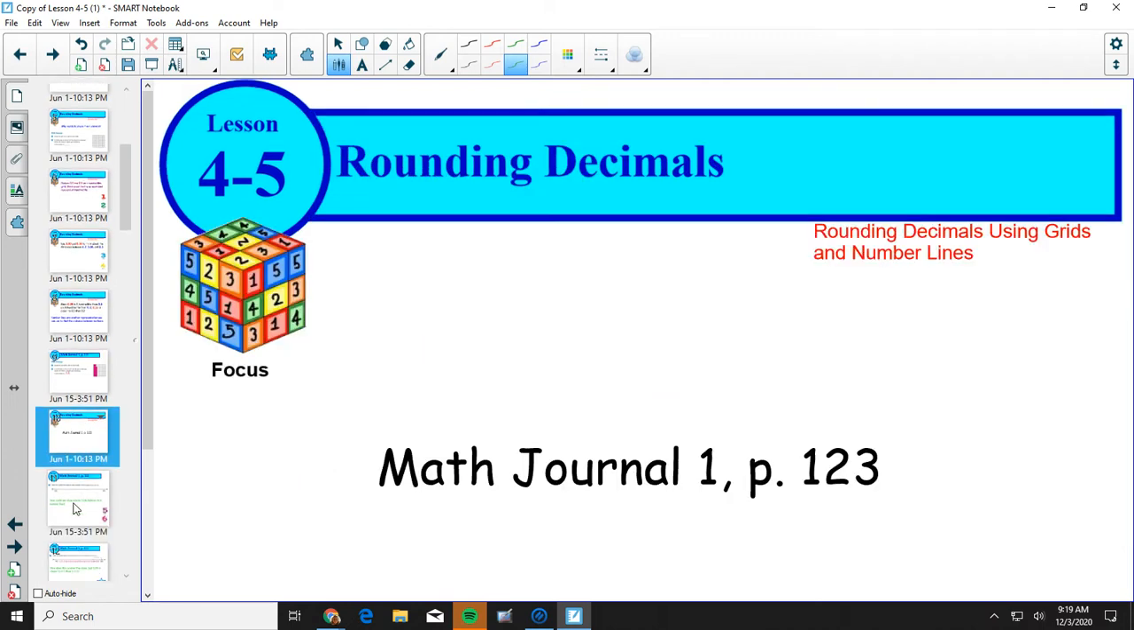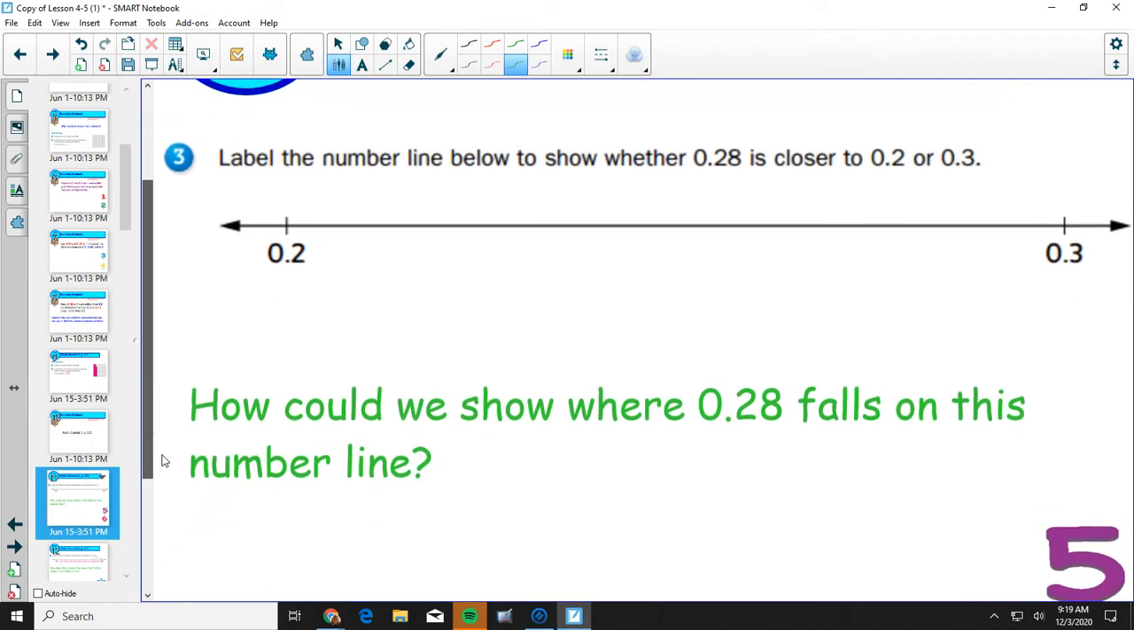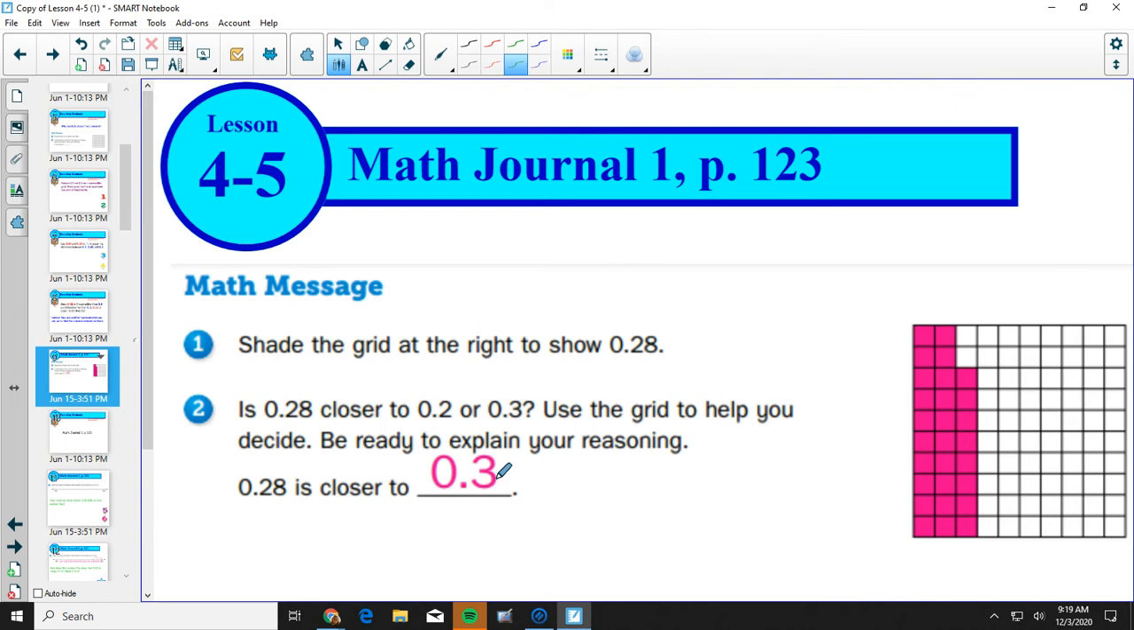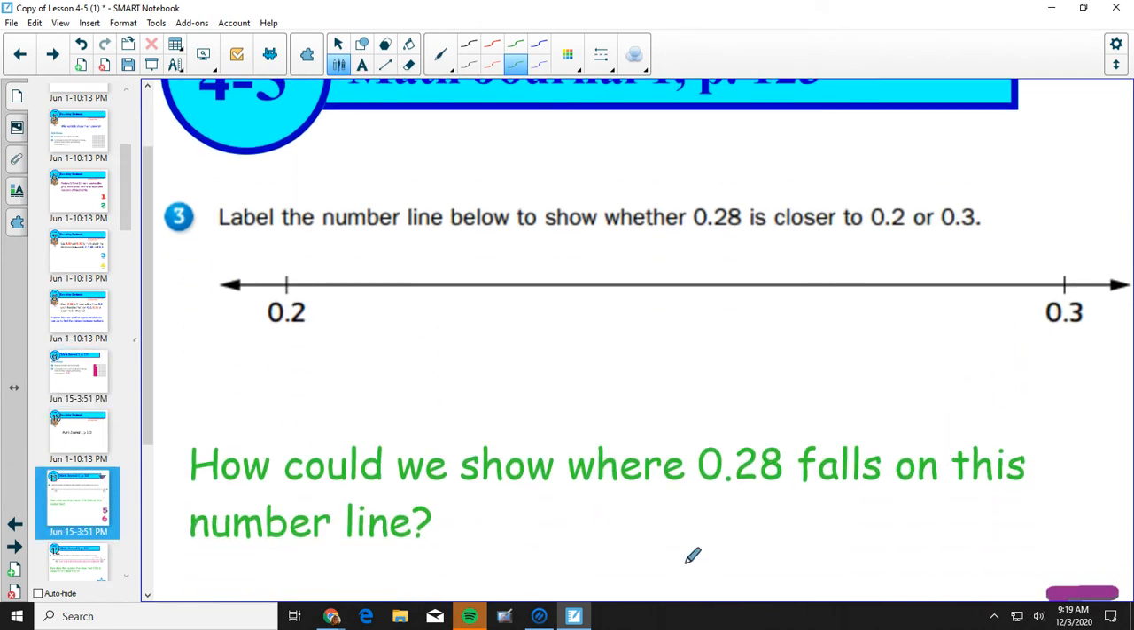Turn to page 123 if you're not there, and look at problem number 3 for me. This question says to label the number line below to show whether 0.28 or 28 hundredths is closer to 2/10 or 3/10. So you just figured out that it's closer to 3/10. When we're looking at a number line, how could we show where 0.28 is going to fall? Would it be closer to this benchmark of 0.2, 2/10, or would it be closer to this benchmark of 3/10?